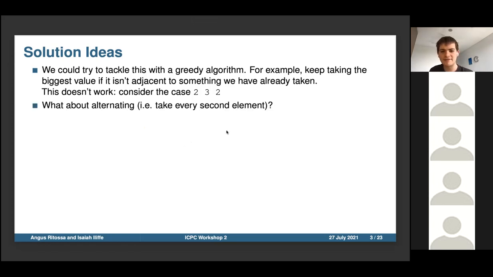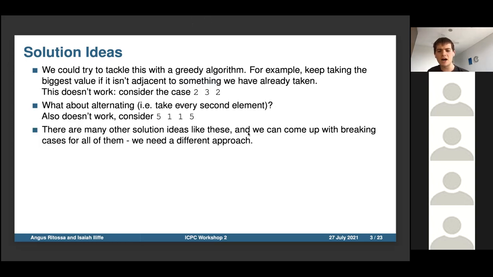Another solution is to alternate: take every second element and try both options of that. That also fails. On this case here, we're going to take the two 5s, whereas every second element will be 5 and then 1. So these are two solutions which don't work. In fact, there are many other solutions like these we can come up with, perhaps more complicated ones. We could say, take the biggest one, but then sometimes don't, et cetera. We'll find that almost all of them just won't work, and we'll be able to find a way to break them. We don't have time to try 100 of them, but if in your own time you have other ideas, feel free to share them in the chat and we're happy to see if we can break them.